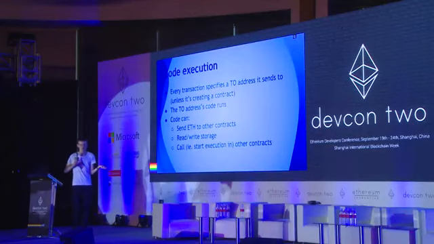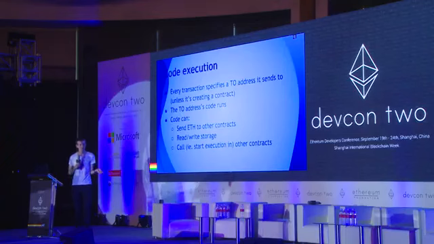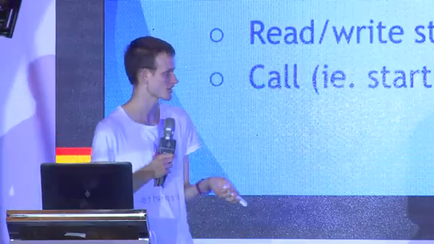Also important is code execution. Every transaction specifies a to address. If the to address is just some regular account that doesn't have code, then all you're doing is moving ether around. If the to address actually has code, then the code runs, and the code can do things. The code can send ether from that contract to other contracts. The code can read the contract storage. The code can write to the contract storage. And contracts can even talk to other contracts.